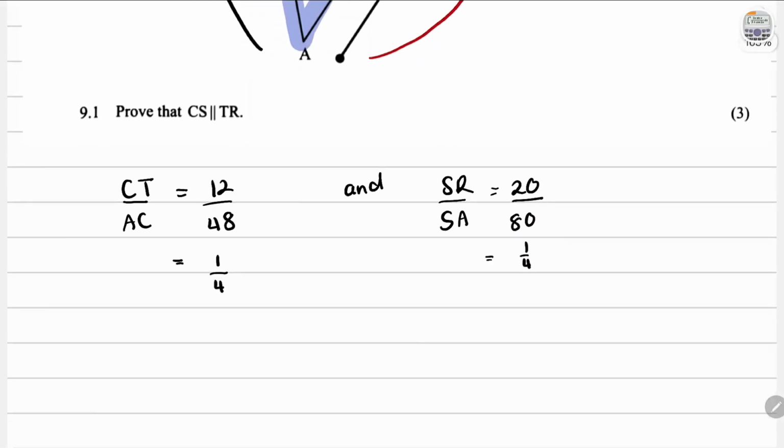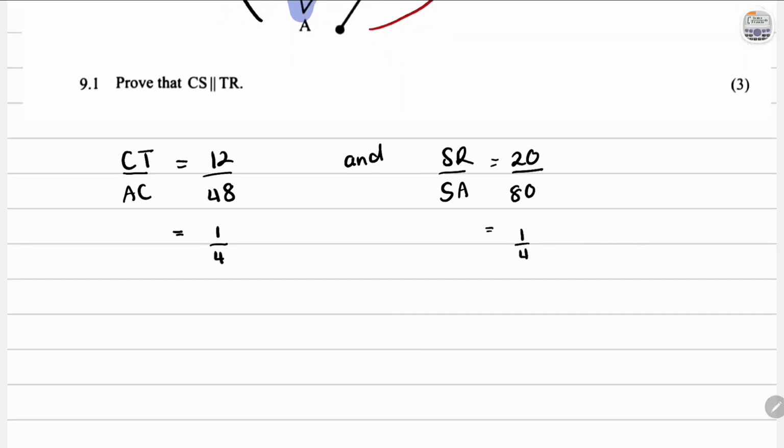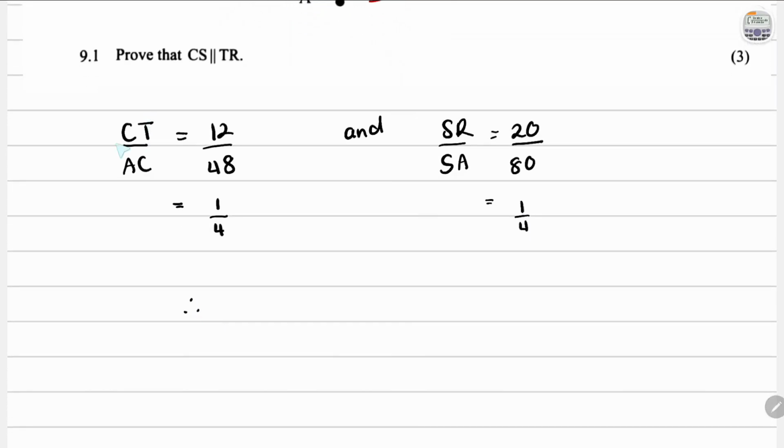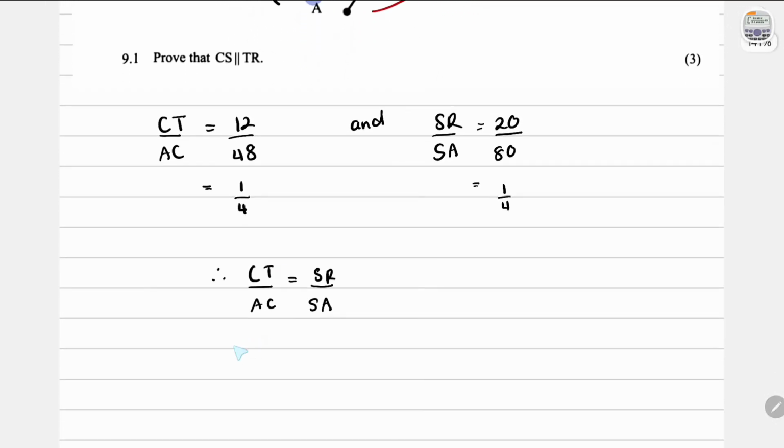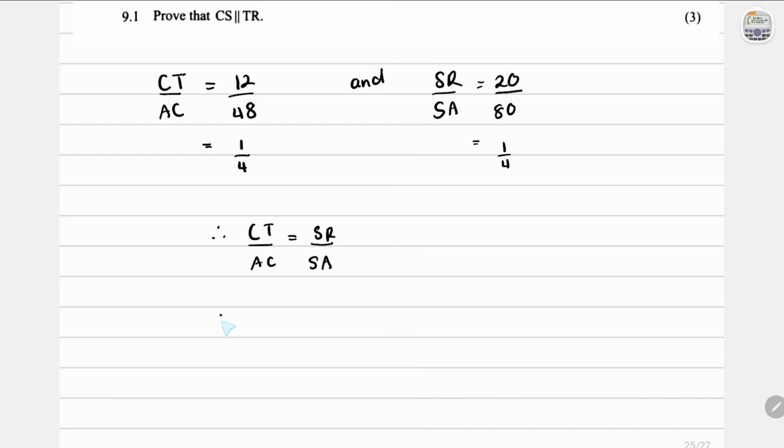Now, because we see that they end up being the exact same thing, it would mean that CT over AC is indeed equal to SR over SA. And that means that these lines are parallel since their sides are in proportion. So therefore, it means that CS really is parallel to TR.